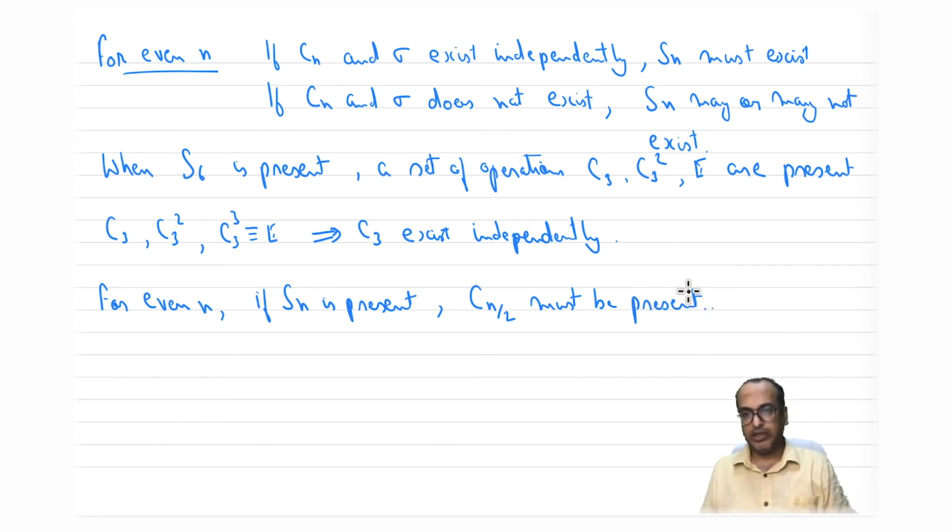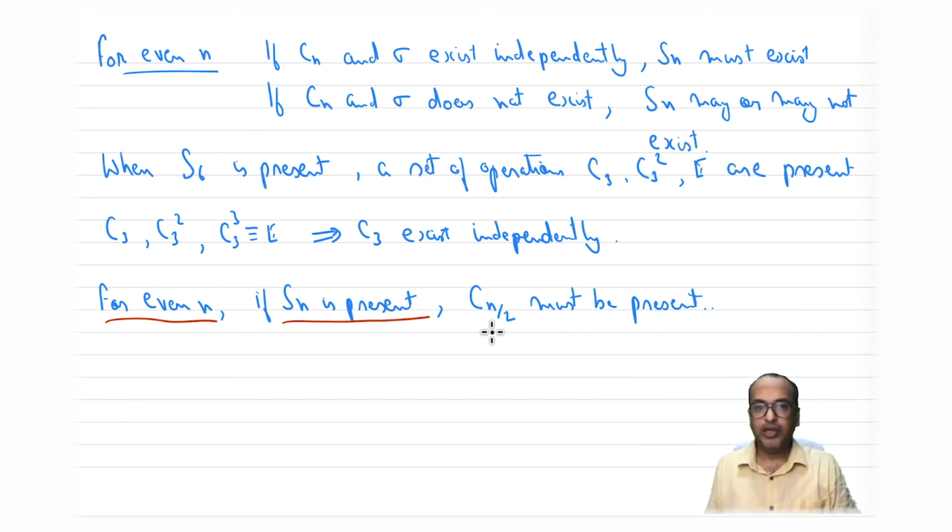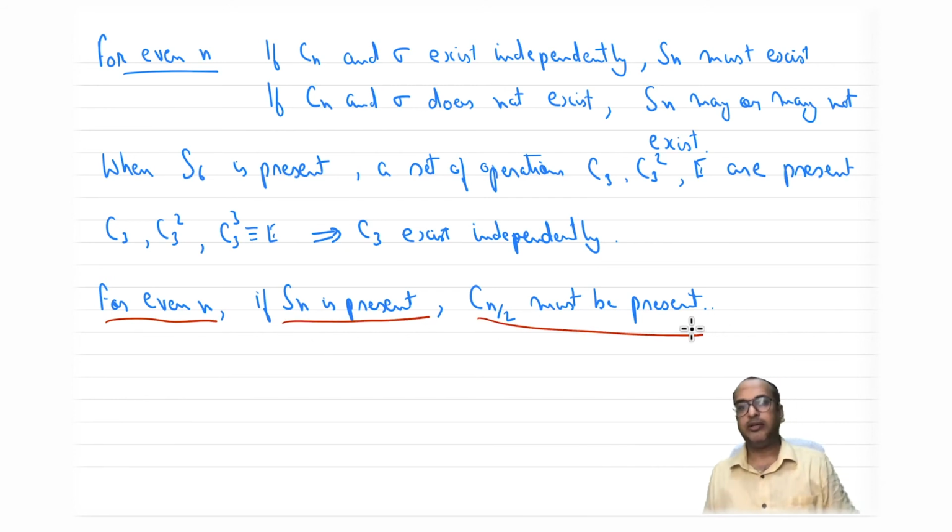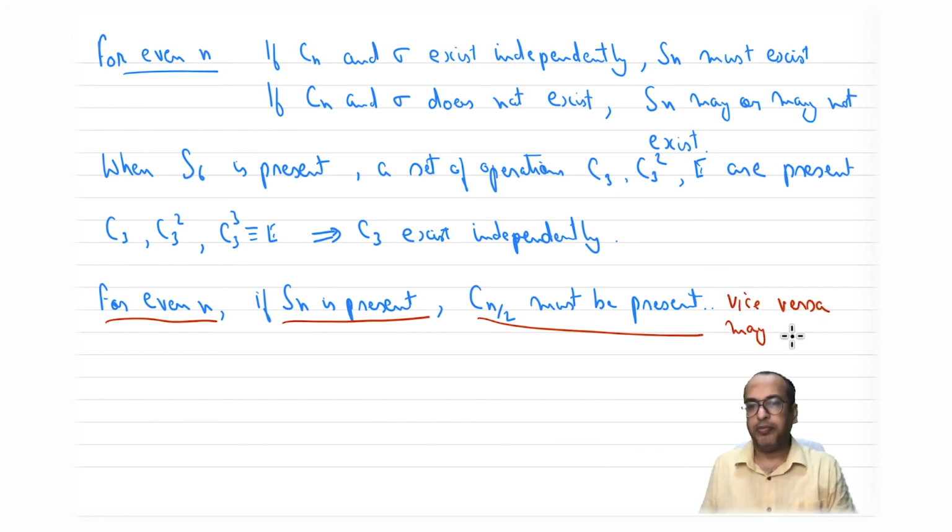Okay, so we will see these kinds of corollaries a lot. This is an important one. You should know, if Sn is present, Cn by 2 must be present. The vice versa may not be true. If C3 is present, it is not necessary that S6 will always be present, so the vice versa may not be true.